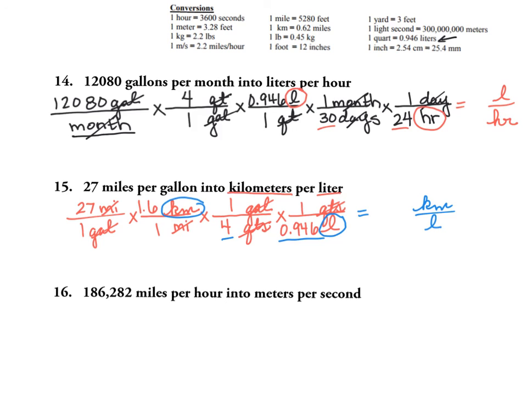Last one, 186,282 miles per hour. And you're going to convert that to meters per second. And if I'm not mistaken, that is the speed of light in a vacuum. So technically, you could look the answer up online, but you have to show your work to get any credit for it. So good luck with that.